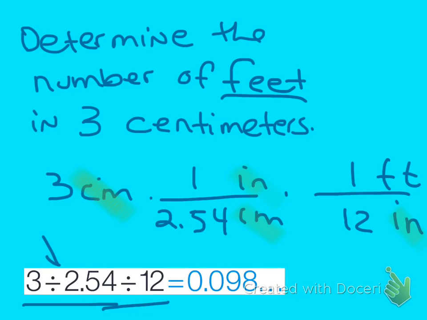All right, now you just have to follow the instructions for your homework. If it says 1 decimal, then we look at the 9, and the 9 makes that 0 go up to a 1, so it's going to be 0.1 feet, not very many. If we're going to do 2 decimal places, then we look at this 8, and this 8 makes the 9 turn into a 10, so it's going to be 0.10 feet.